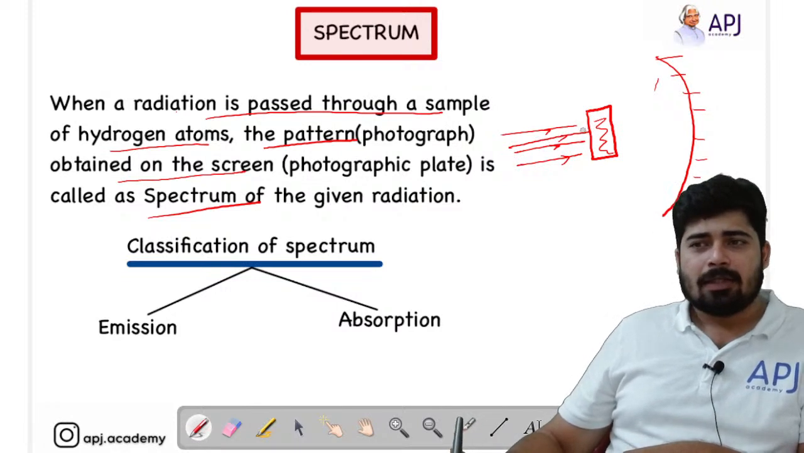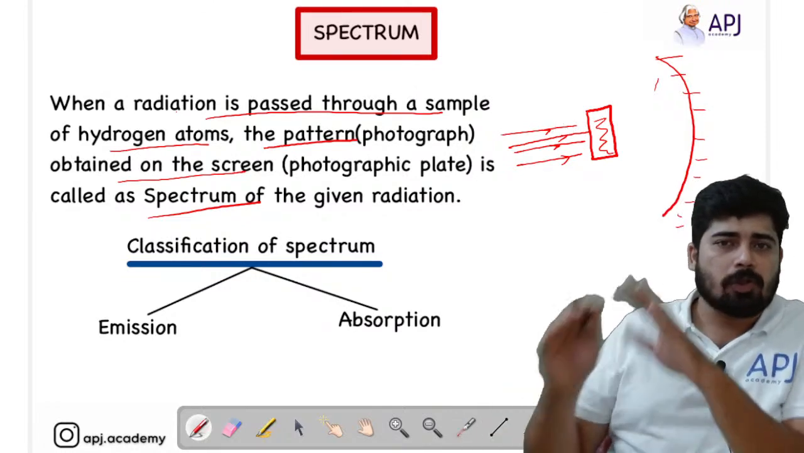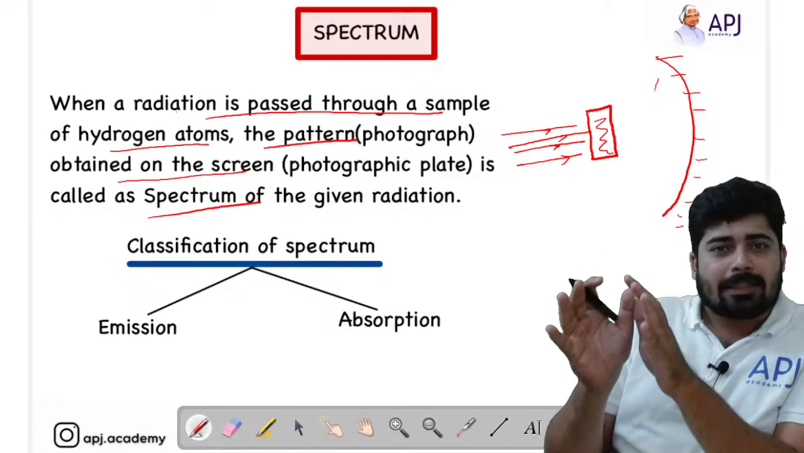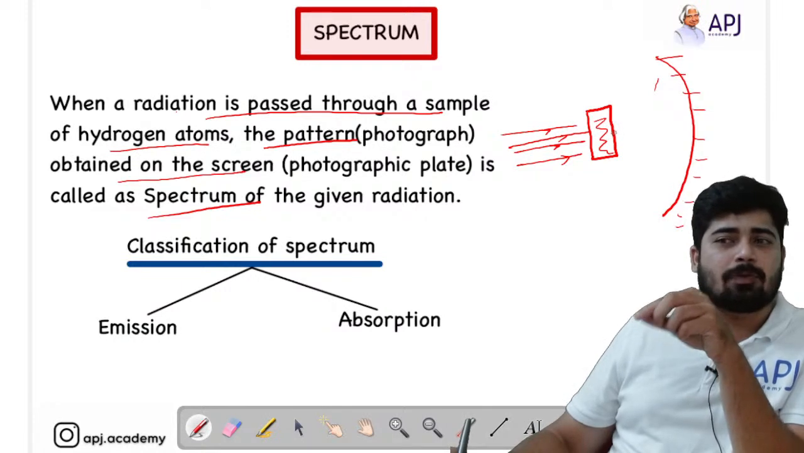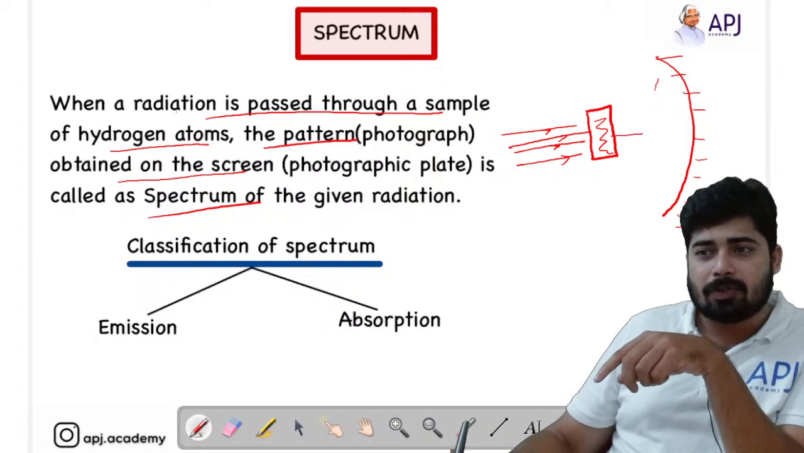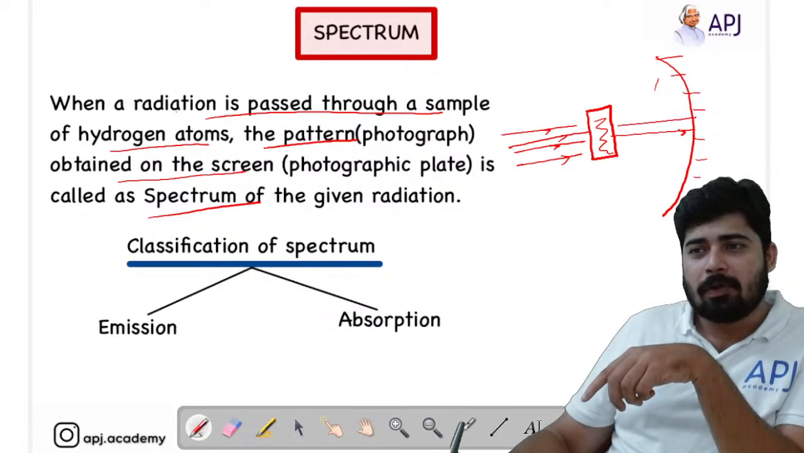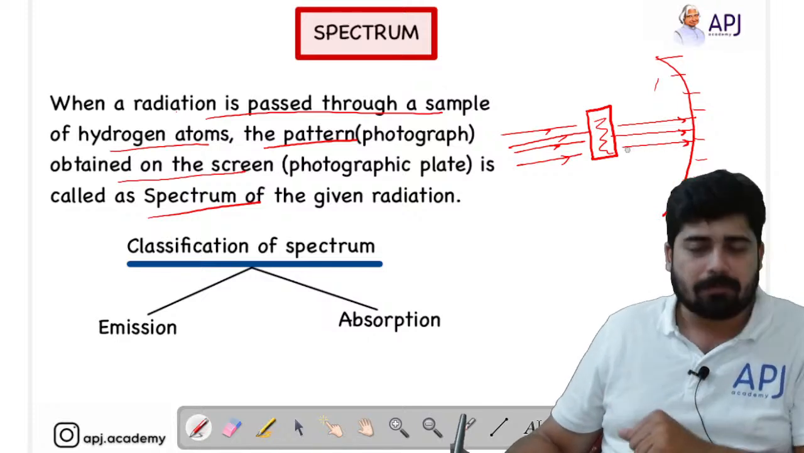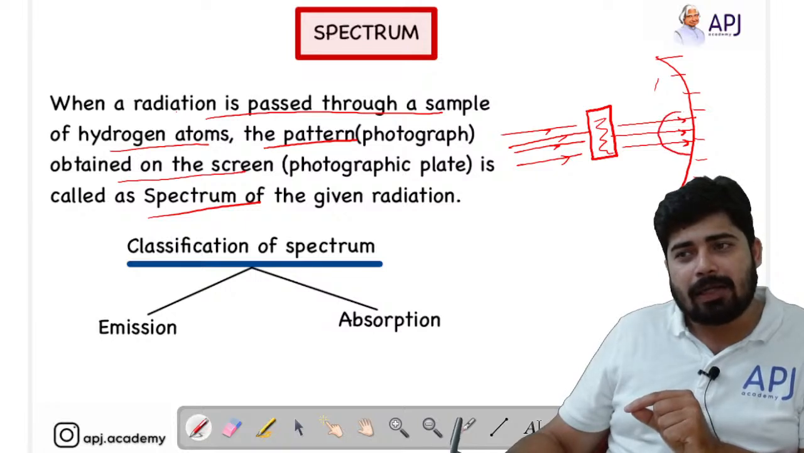We know that some of the radiations will be absorbed by the hydrogen atom. That means some of the radiations will not be absorbed by hydrogen atoms. So those radiations will pass through the sample and hit this screen, and we will get a corresponding pattern with regard to the energy of that radiation. This pattern we call the absorption spectrum.